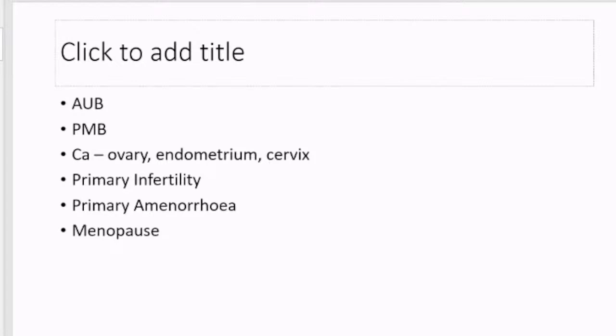So when you go through all these systematically, you'll be able to write what history you're going to elicit, what the examination features are, and how you will manage. Sometimes there might be a clue as to what the problem is. Like they might mention that she has a mass which is 14 to 16 week size, then you're going to say that is either fibroid or adenomyosis, and accordingly she will mostly require surgical management, right?